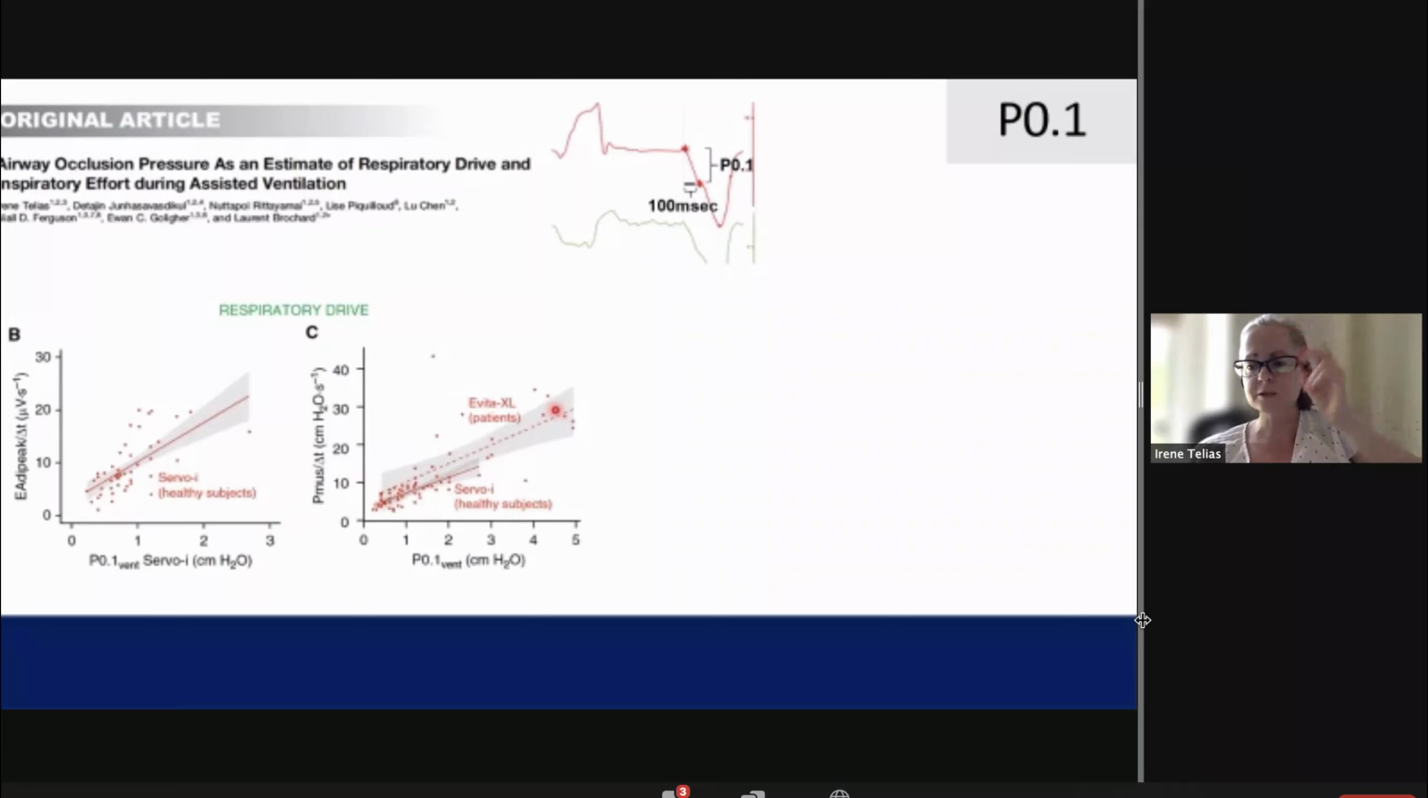It is different from patient to patient, but within patients, the correlation is fantastic. This means that if a patient's P.1 increases or decreases for one patient, that really means that the drive increased or decreased.